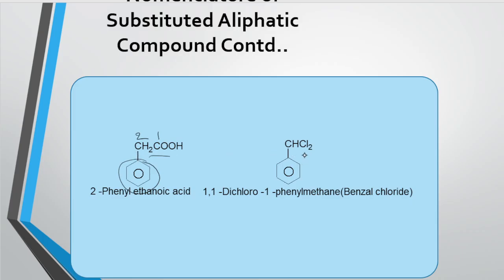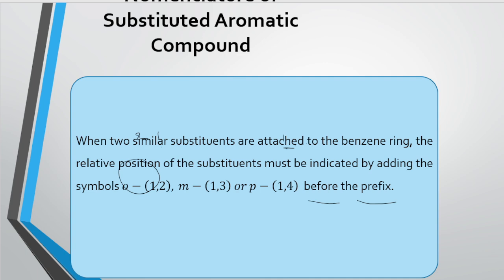Okay, similarly, this is the first carbon, 1,1-dichlorophenylmethane, because only one carbon is there, so you can take this as a methane. This is also called benzyl chloride. Benzyl chloride.